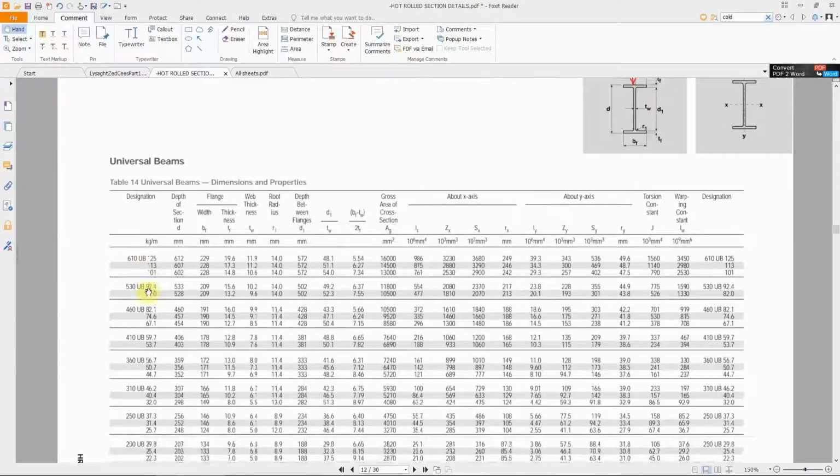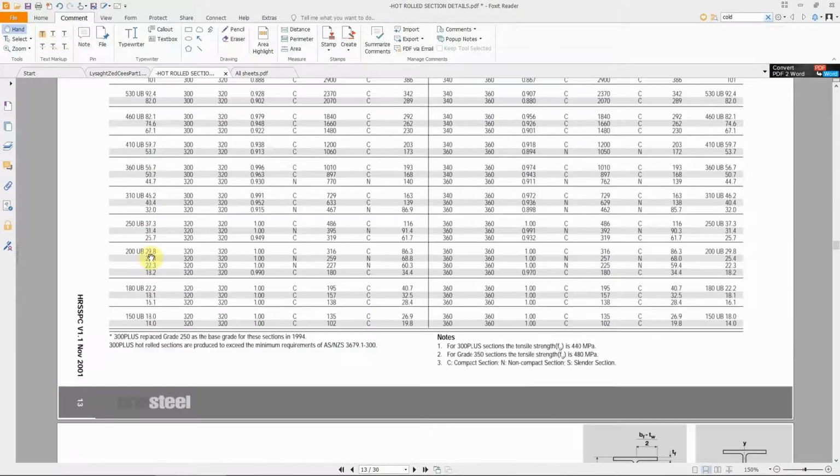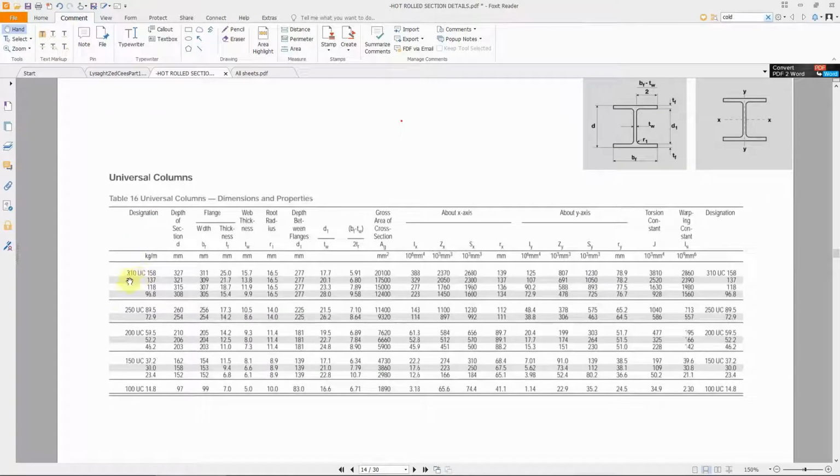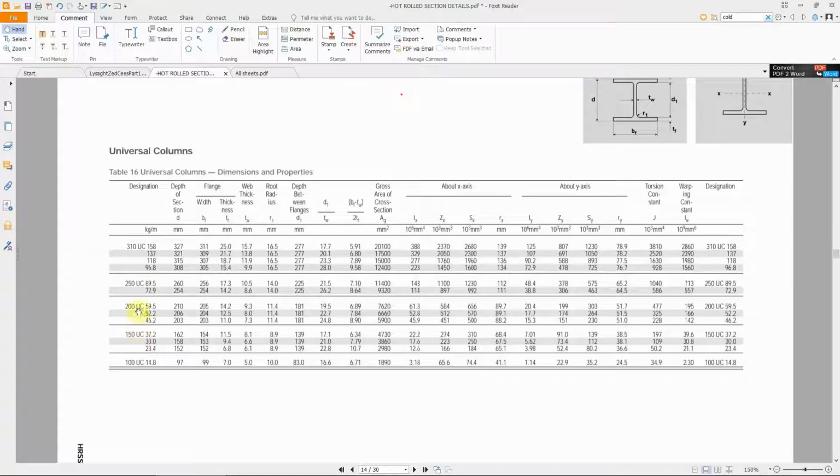That's for universal beams. The same thing will apply for universal columns. That will give us the nominal size, again 310, could be 327, could be 308. So it's around 310. UC means universal columns, 158 kilograms per linear meter. By the way, for example, 200 UC 52. We don't usually say 200 UC 52.2. We usually say 200 UC 52. It's known to be that.